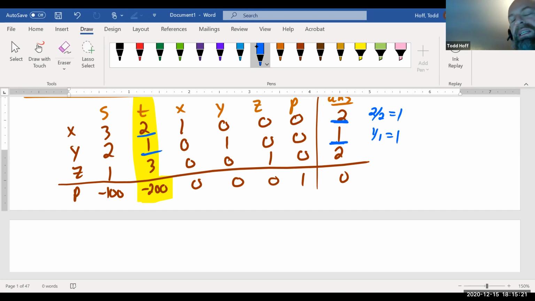Now remember, if we had test ratios that are the same, we just arbitrarily pick one. Usually I'd go with the top row. But here, this next one, we've got 2 divided by 3, which is 0.667. That is smaller. So that is the smallest test ratio. We're going to pivot around that 3.